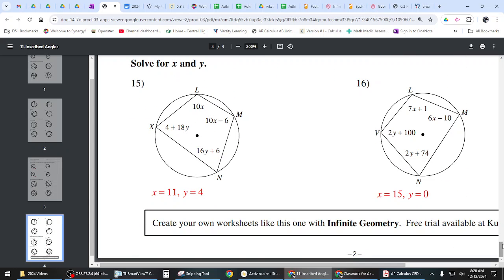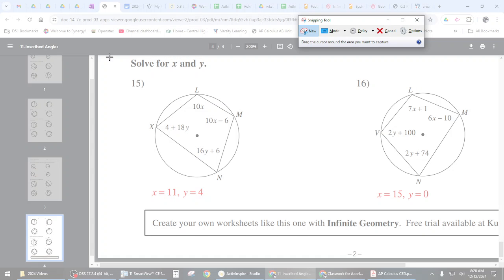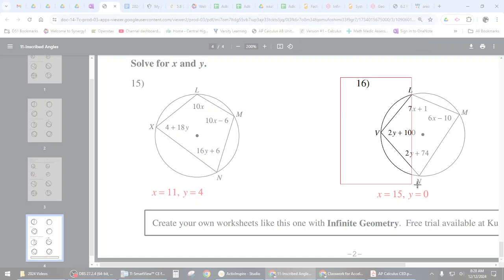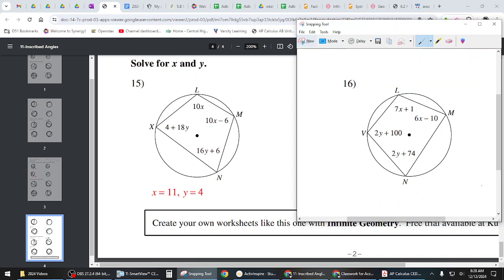Do you have a preference on which one of these we do? 16 looks more... Okay, you got it right. I mean, I got 16 right. So that wasn't a problem. Yeah, why?